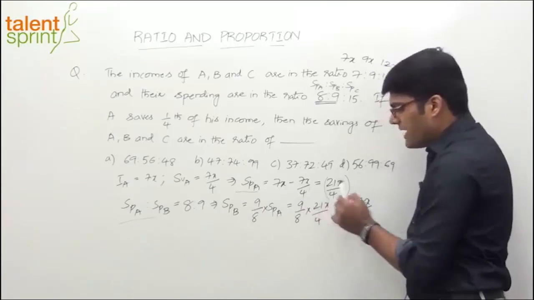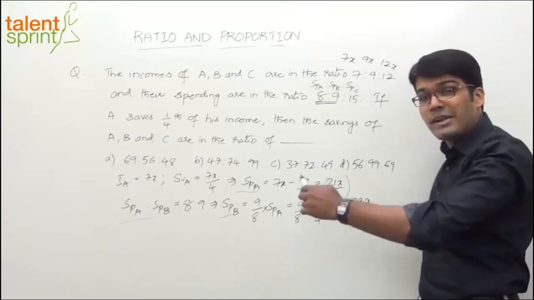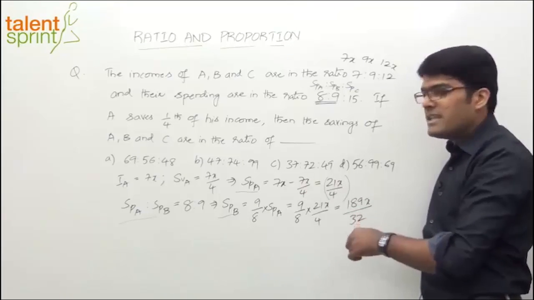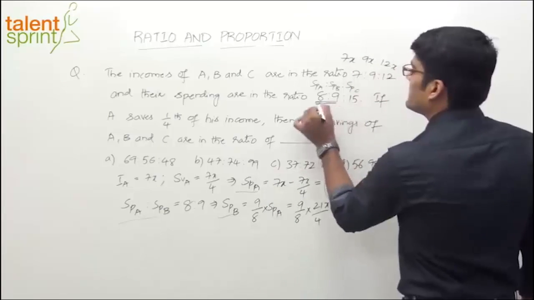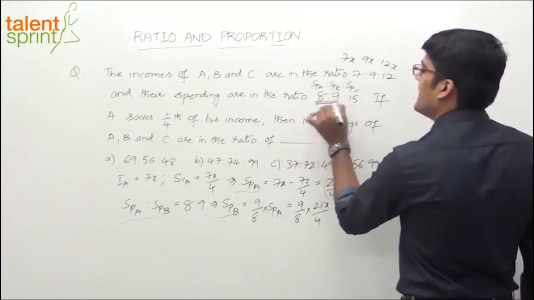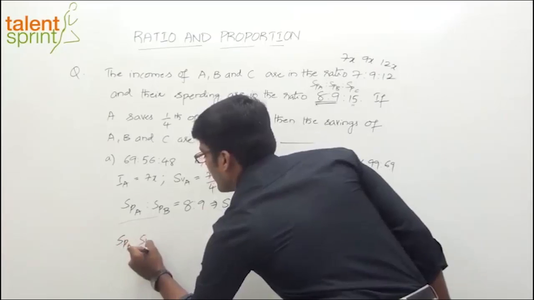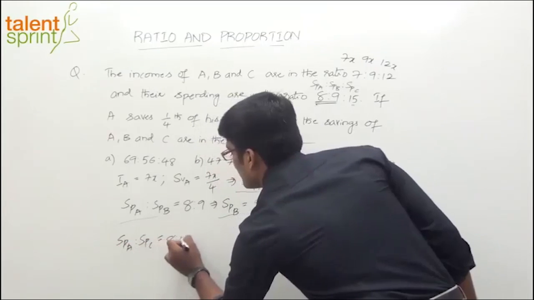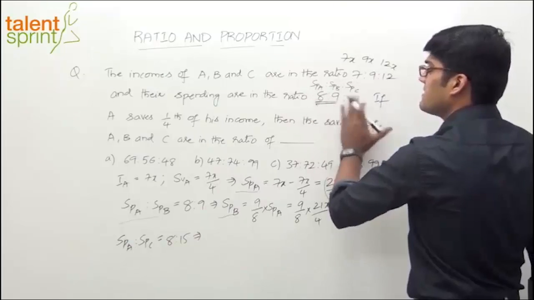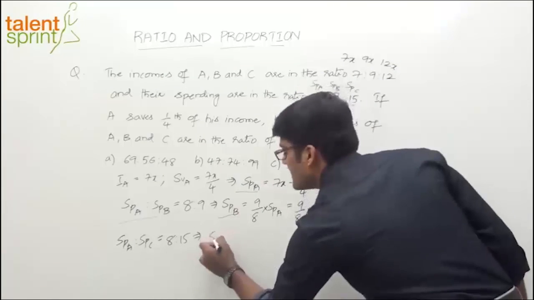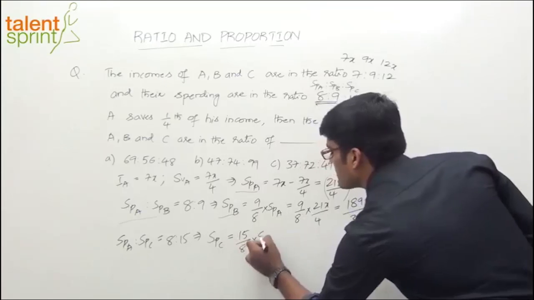So what do we know now? Spending of A is known, 21x by 4. Spending of B is known, 189x by 32. Likewise, we have to find out spending of C. Once we know all the three spendings, we can calculate the ratio. How do we get spending of C? Now look at spending of A and spending of C. 8:15. We can neglect B here. A is to C is 8:15. So from this, spending of C will be 15 by 8 into spending of A.